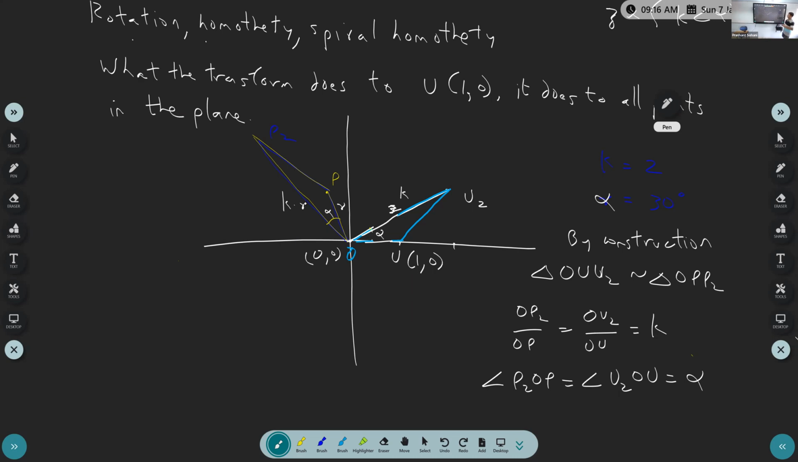For special cases, here k and alpha are both non-trivial, but if you imagine that k is 1, so we are talking about pure rotation, then P will get purely rotated, but you will get two similar triangles. So OUU2 and OPP2 will always remain similar.